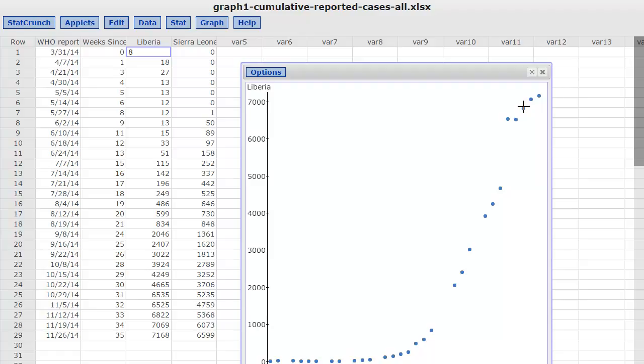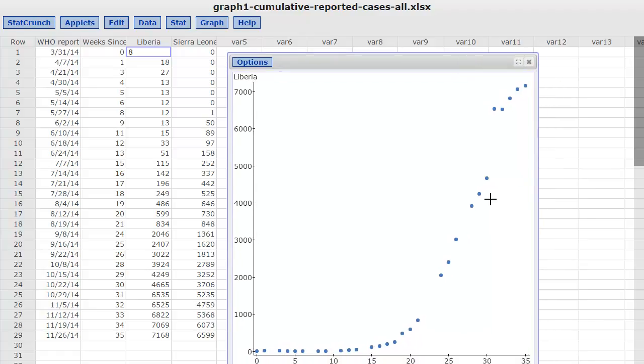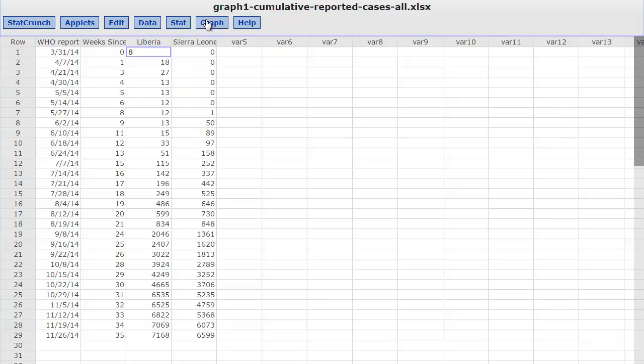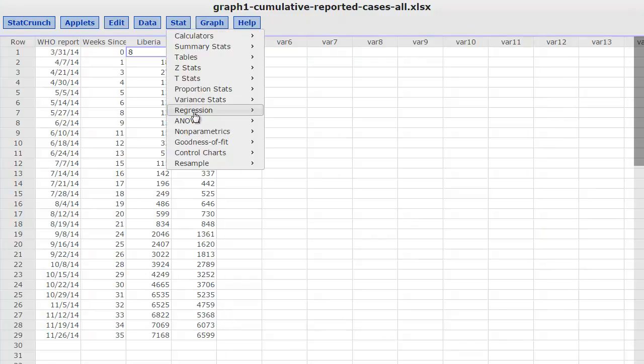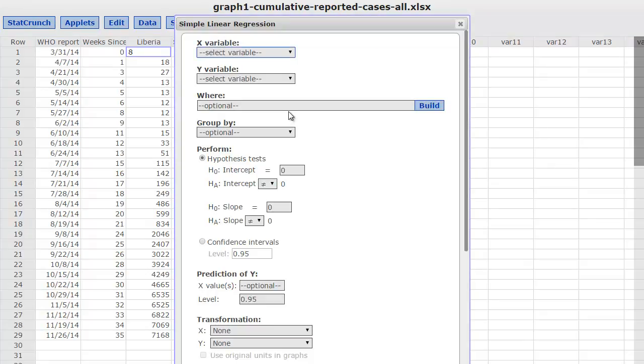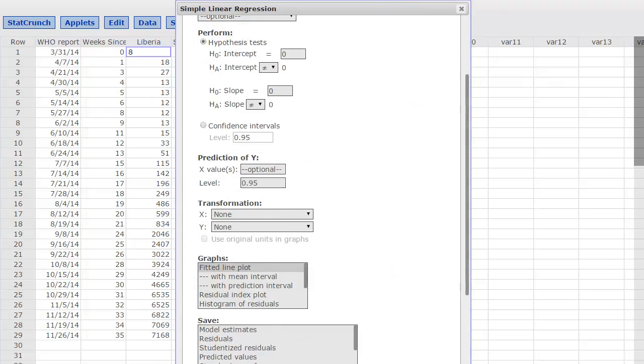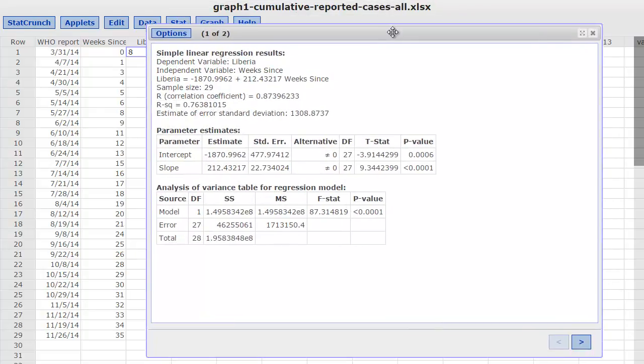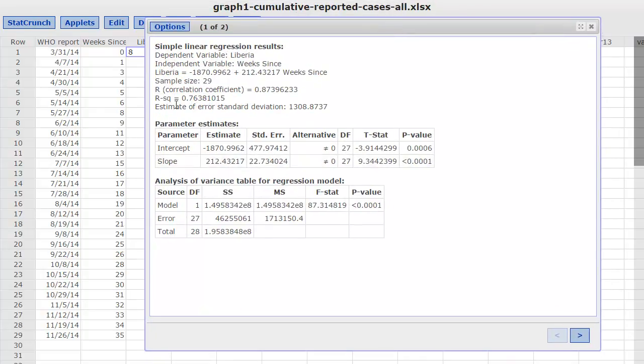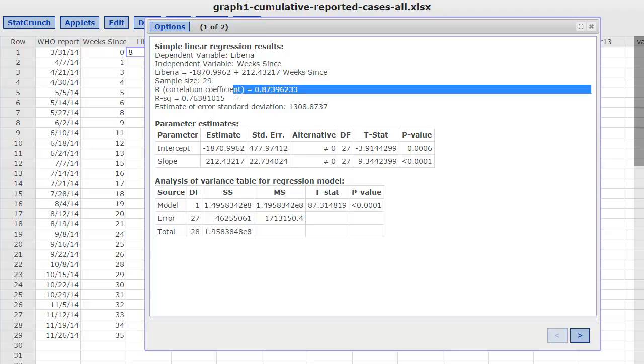Okay. Now the problem with this is, in StatCrunch, to model this, we wouldn't want to use a linear regression. So if I go to Stat and I go to Regression and I do a simple linear regression and I select the weeks since, and I select Liberia, and I go ahead and compute that. It's down here at the bottom off the screen. I'm sorry, here it is. Okay, and so the R value is about 0.87, not too bad. The R squared value is about 0.76.